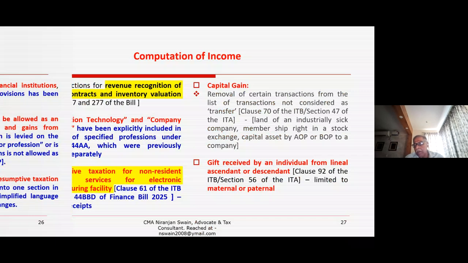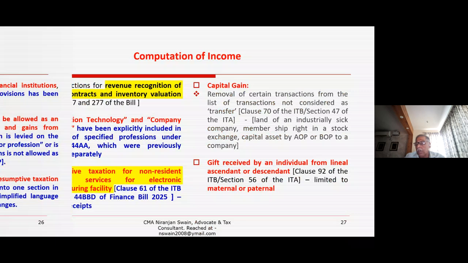Capital gain: many of the transfer provisions have been removed. Sections 45 to 54 contain provisions regarding computation of capital gain, short-term capital gain, long-term capital gain. But for capital gain, the very important point is there must be a capital asset, and the capital asset must have been transferred during the previous year. What is a transfer has been defined under section 247 of the Income Tax Act. And a few of the provisions which were earlier not treated as transfer have now been omitted, so that means they will be treated as transfer.